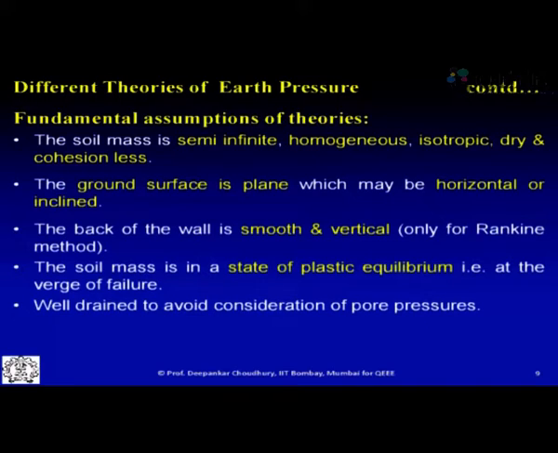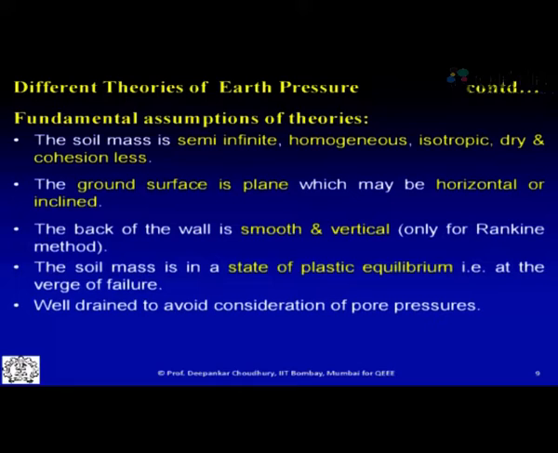For Coulomb earth pressure theory, this assumption is not valid because Coulomb considered any inclined wall and also a rough wall. The soil mass is in the state of plastic equilibrium. What is plastic equilibrium? That is, the soil is no longer in its elastic behavior. It has attained its plastic state of equilibrium, that is at the verge of its failure.